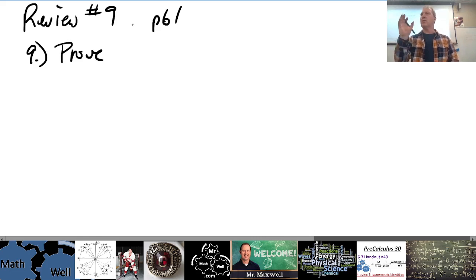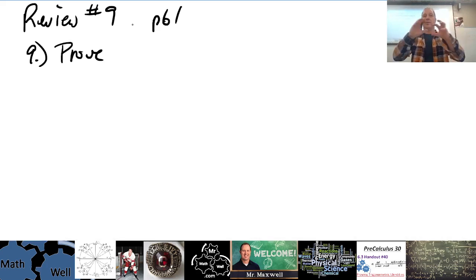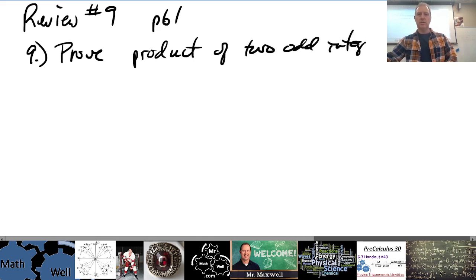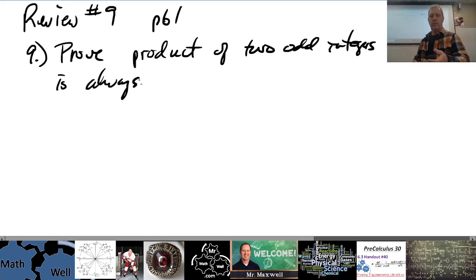Proving is actually using representations, variables, expressions to characterize the answer. Okay, so prove that the product, so that's multiplying two odd integers. Okay, so the product of two odd integers is always odd. Okay. All right, so I'm going to freeze that for you.